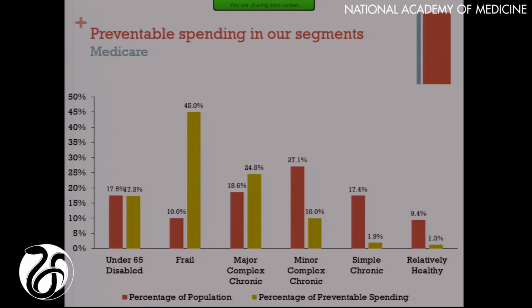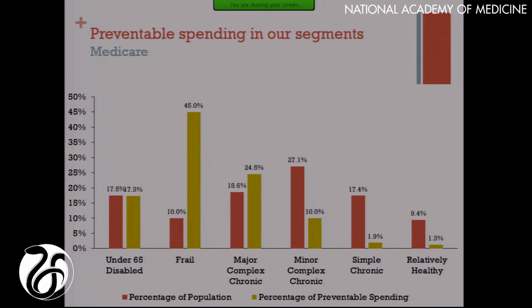The big point on this is if you want to think about ambulatory care sensitive conditions, most of that spending is among frail elderly. Right? They make up 10% of the total Medicare population and 45% of all the ambulatory care sensitive condition hospitalizations. Obviously not the only way to define preventability, but that is one. Under 65 disabled is another group that has a lot of ambulatory care sensitive condition spending.